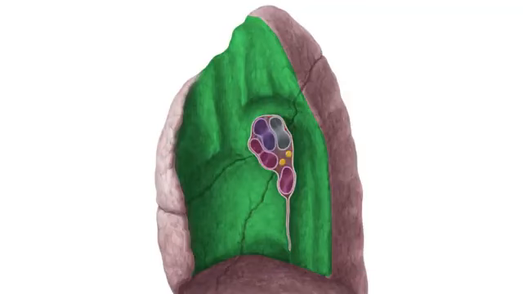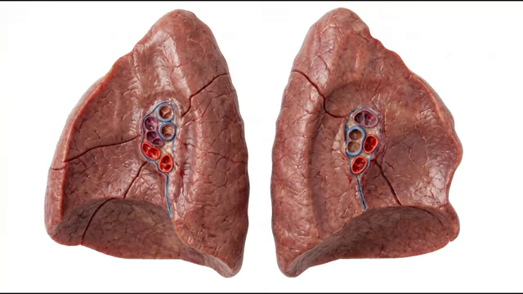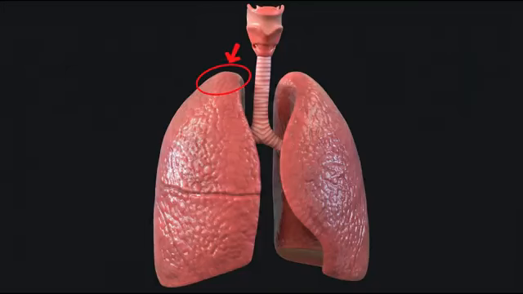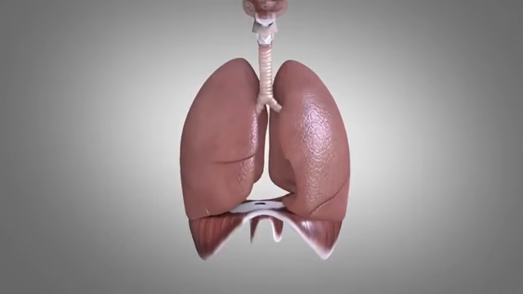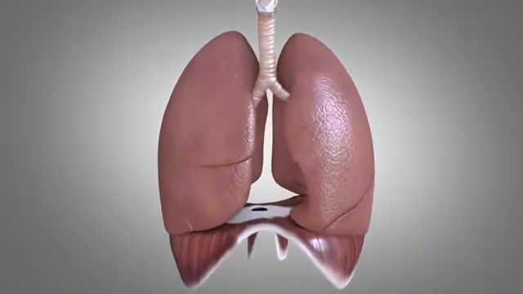Each lung has an inner surface called the mediastinal surface, and here there is a depression called the hilum. The hilum is the specific spot through which the bronchus, blood vessels, lymphatic vessels, and nerves enter and exit the lung. The upper pointed part of the lung that reaches up toward the collarbone is called the apex. The lower broad part of the lung that rests on the diaphragm is called the base.